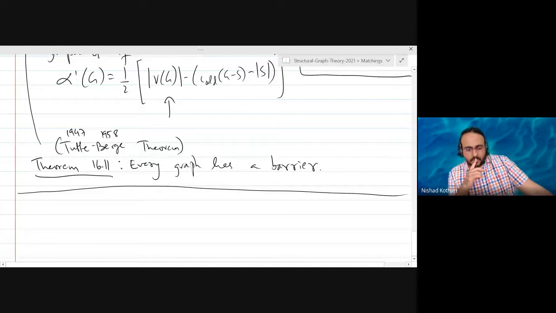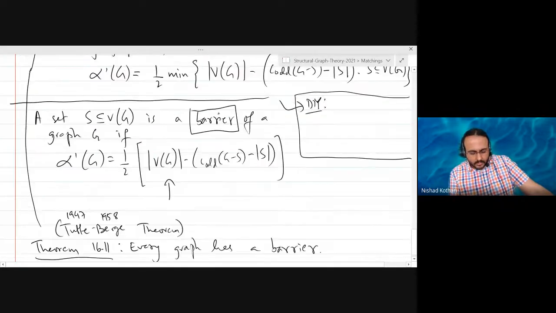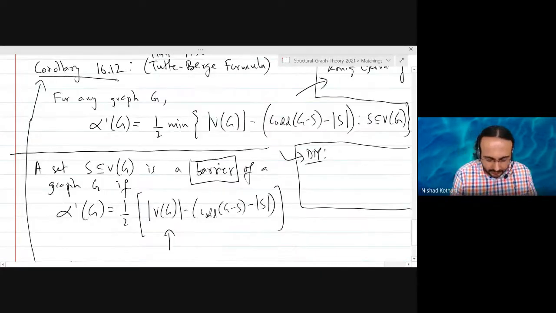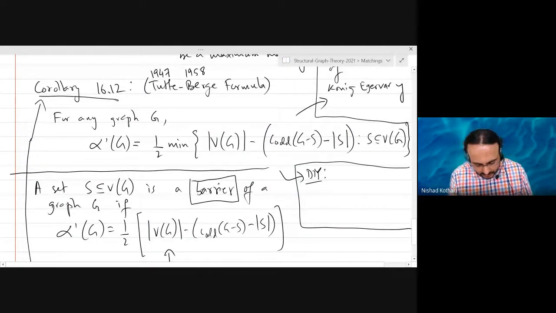Okay. So Tutte was not really that interested in maximum matchings. Tutte was mostly interested in perfect matchings. And so the question is, what does this corollary tell us when we think about perfect matchings? I'll give that to you as a do-it-yourself exercise.